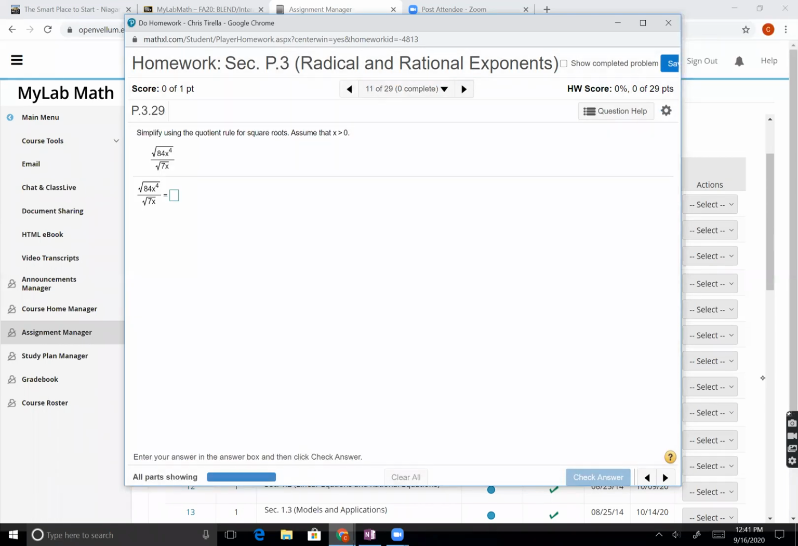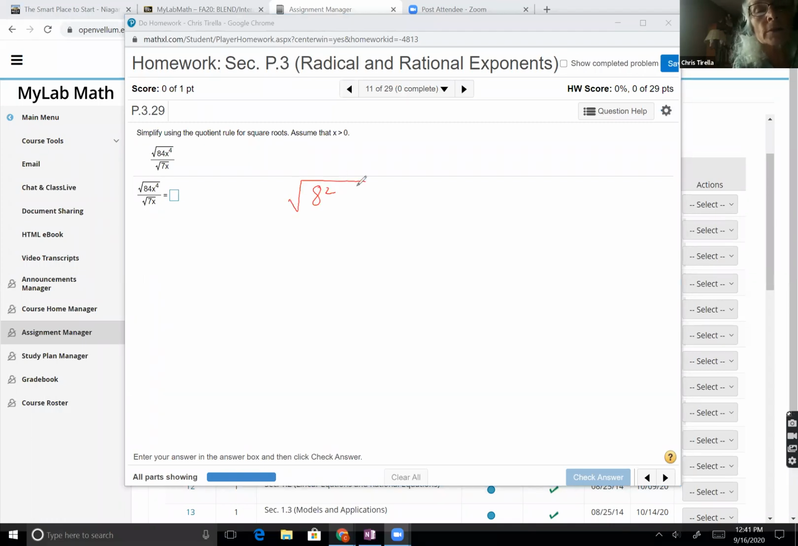So question number 11. What we've got here is the square root of 84x to the 4th over the square root of 7x. Last class we talked a little bit about rationalizing the denominator. But before you even go there, let's look at those rules for radicals. We had said that this ratio of two radicals is the square root of the fraction, or I can just put them all under one big radical.